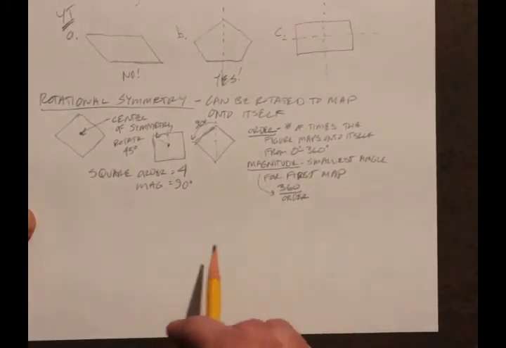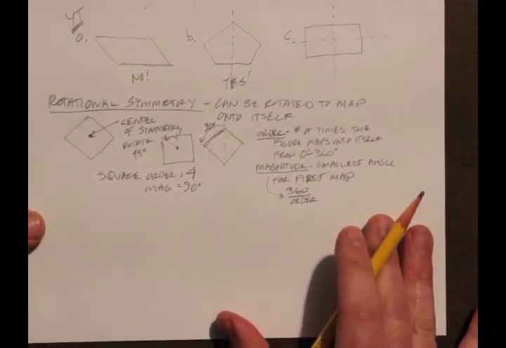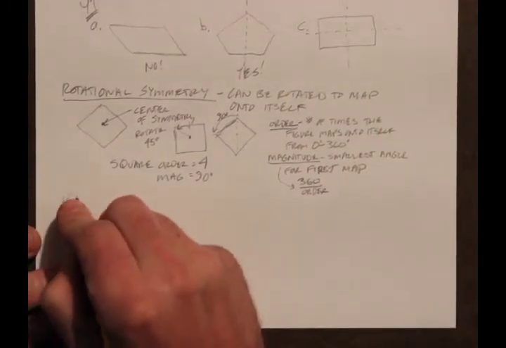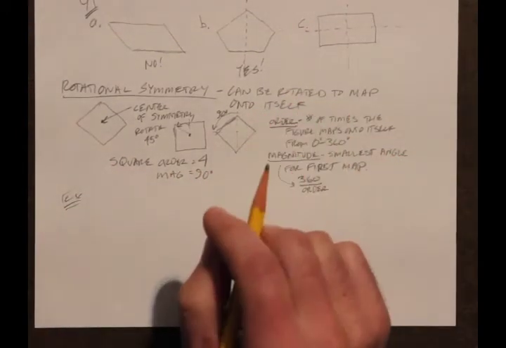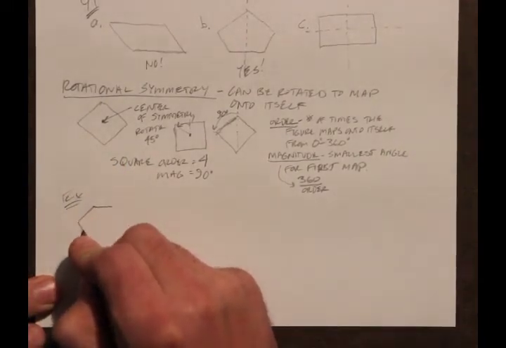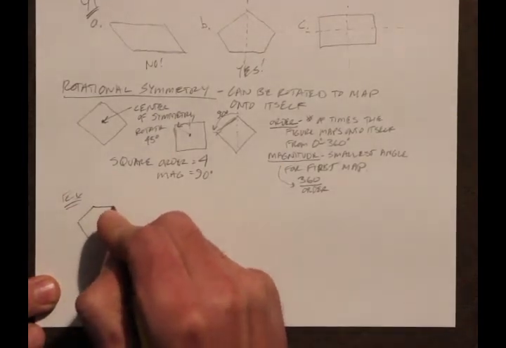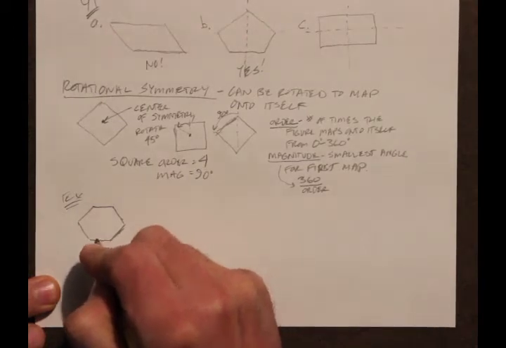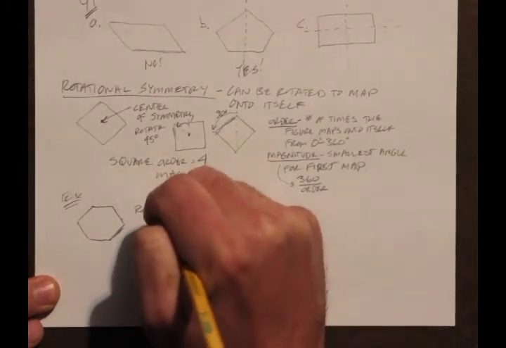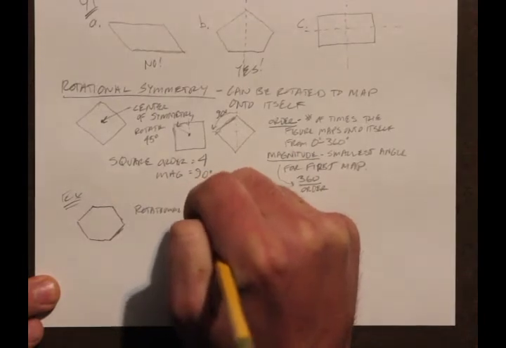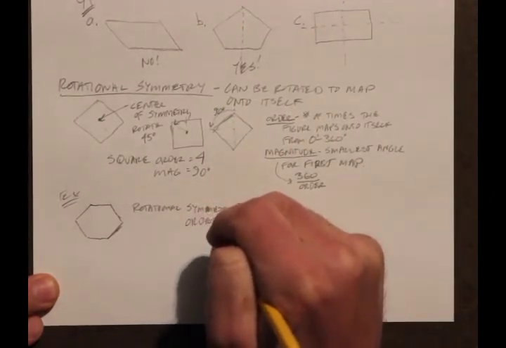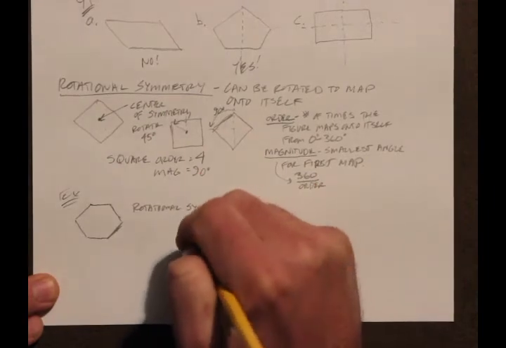It'd be awesome if we could have some interaction here and I could help explain some stuff, but hopefully this will work. Okay, so let's do some examples. If I have a hexagon that is regular, meaning all the sides are the same length and all of the angles are the same measure. So first I have to decide, does this have rotational symmetry? And then I need to know what the order is. And I need to know the magnitude.